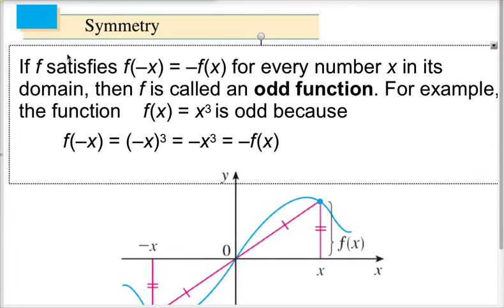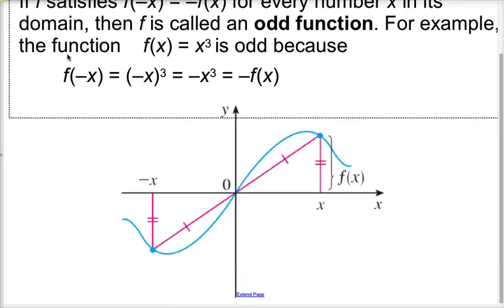If f satisfies f of negative x is equal to negative f of x for every number x in its domain, then f of x is called an odd function. So, for example, f of x equals x cubed is an odd function because f of negative x equals negative x cubed, which is negative f of x. Basically, if you want to see if it's an odd function, you substitute in negative x to the function, and what you should get back is f of x with a negative sign outside of it.